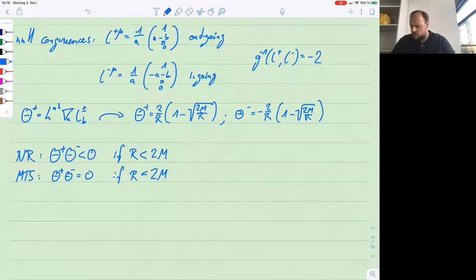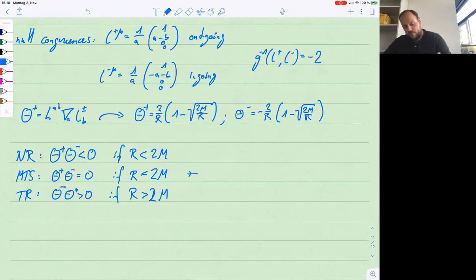And, oh, sorry. Yeah, and the trapped region is, that doesn't matter. Bigger than one. And this is if r bigger than 2m. Yeah, you see it has the same structure as a black hole, for example. But now we should also see that this is a future trapped. It's a future trap.